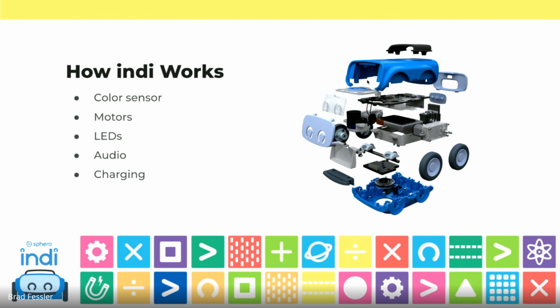And there's also what we call a light pipe on the very top of Indy. It's in the shape of the Sphero logo. What you'll notice is that when Indy is on top of a color tile, that light pipe, that logo, will turn whatever color the color sensor is seeing. So if you set it on a pink tile, even though Indy is not moving, that logo will turn pink.